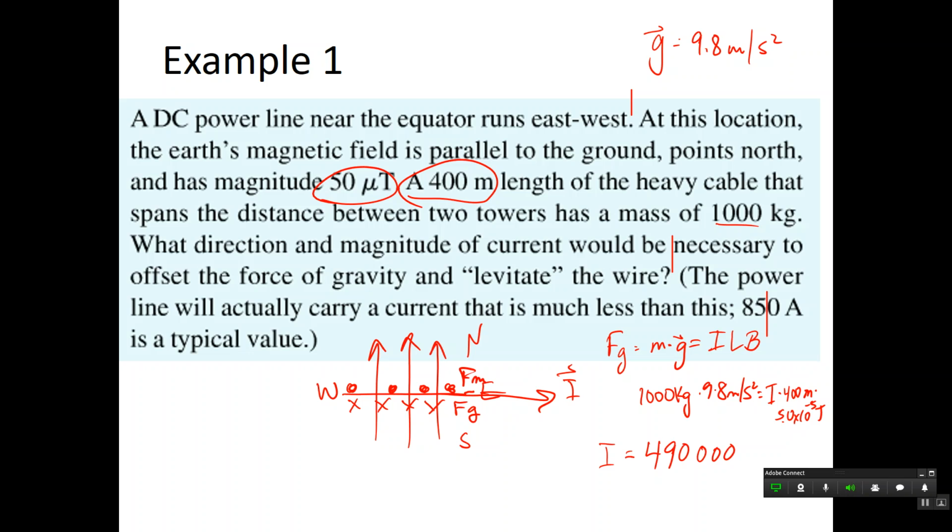496,000 units. Amps. So that's a huge current. The current really does have to be a lot for this to levitate. In reality, we can't get a current that goes this high. Look, there's a little statement here that says 850 for a big wire, 150 amps is a lot for a big wire.